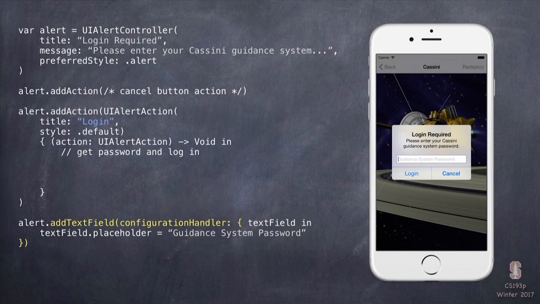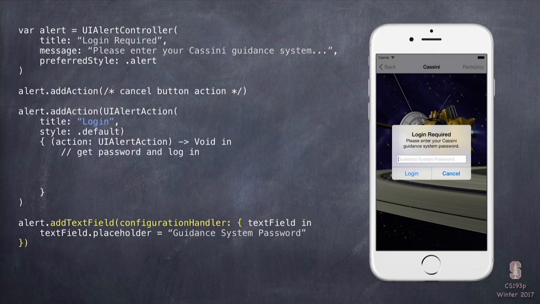So here's how I add a text field. I just say to the MVC, the alert MVC, add text field. Notice there's a little closure there that I can include to configure that text field. Set the placeholder text. Actually, this looks like a password, so I probably want secure text turned on in there, things like that. Probably would want to use trailing closure syntax there instead of using the whole thing, but I just wanted you to see the argument is called a configuration handler, because that's what it does. It configures the text field. You can add more than one text field if you want.